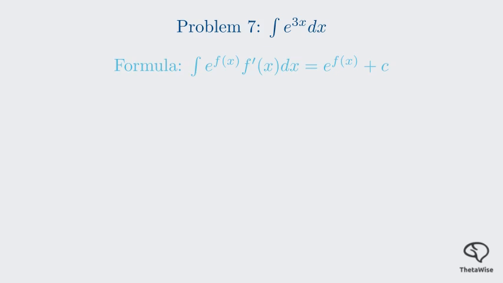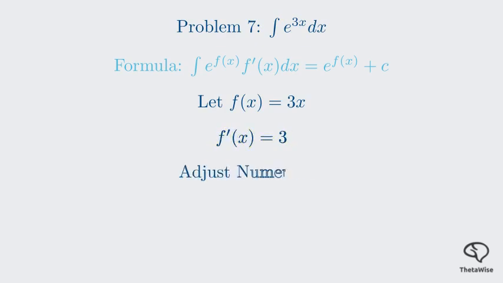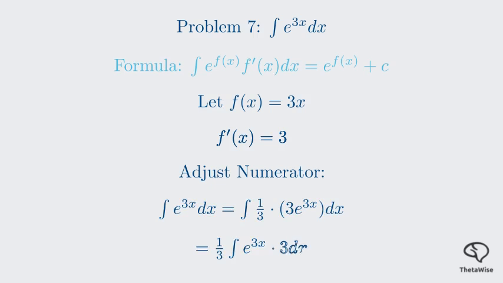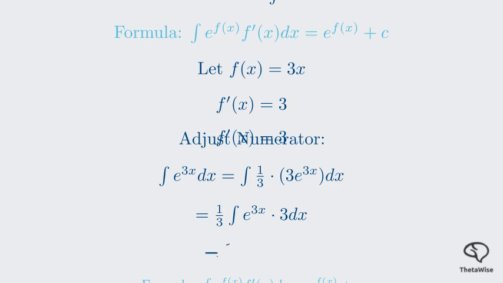Let's apply this to our problem. We identify f(x) and its derivative. Our function f of x is the exponent, 3x. The derivative of 3x is 3. We need an f prime of x, which is 3, inside the integral, but we only have a 1. Just like before, we adjust the integral. We multiply by 3 inside and 1/3 outside. We can then pull the 1/3 to the front. Now our integral perfectly matches the formula. 1/3 times the integral of e to the f of x times f prime of x. This evaluates to 1/3 times e to the 3x plus c.